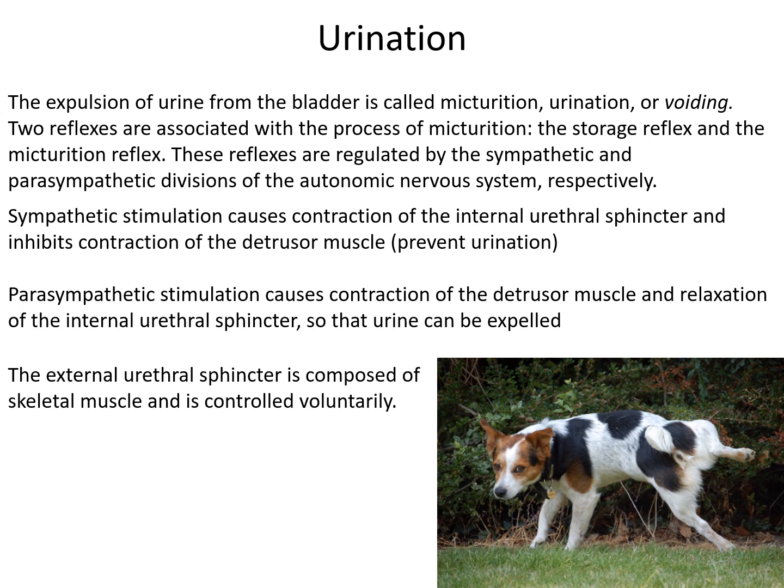And then eventually it gets to the external urethral sphincter. That's the one that was composed entirely of skeletal muscle, and so we control that voluntarily. So that's what actually allows us then to go.